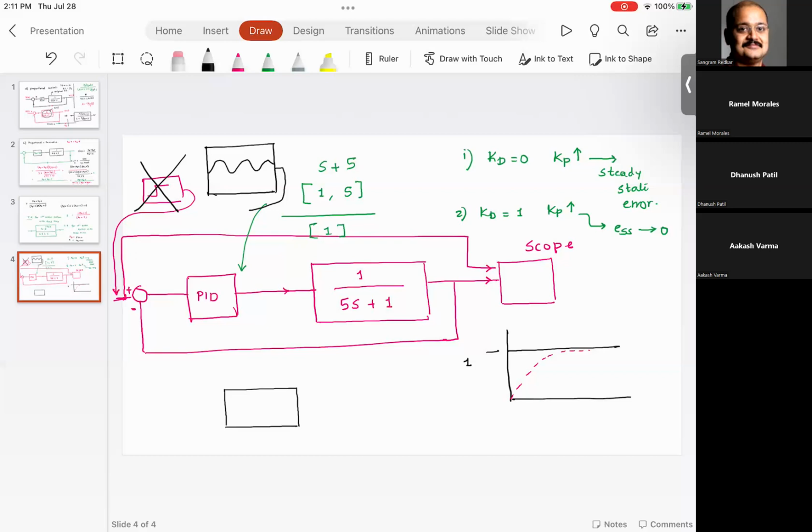Very good. Now, what I want you to do is remove the sine and add the step, without changing the proportion, without changing the controller.